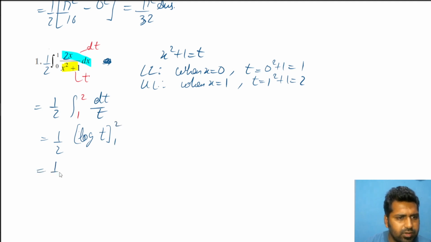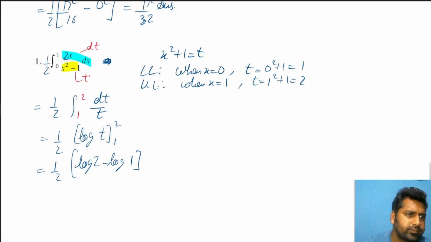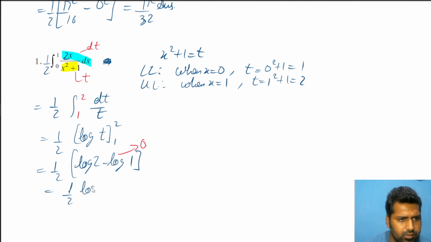Now you have to solve 1 by 2 log 2 minus log 1. What is log 1? Log 1 is 0, so this becomes 1 by 2 log 2, and that's the answer of this question.